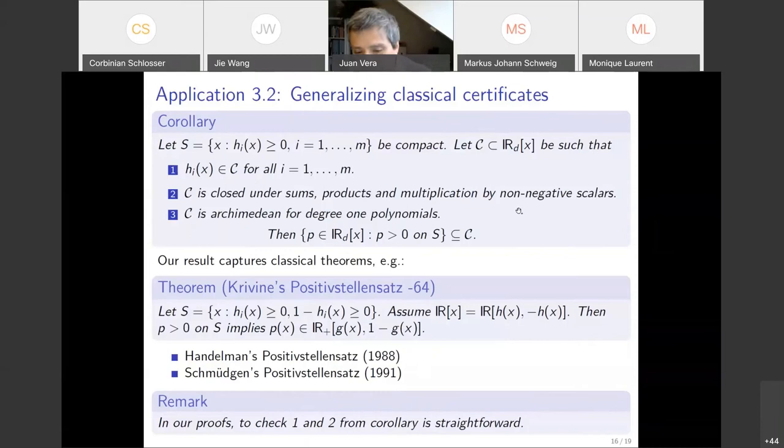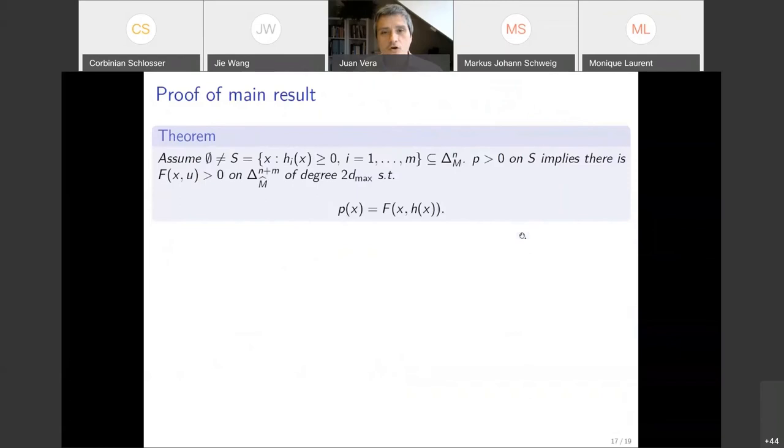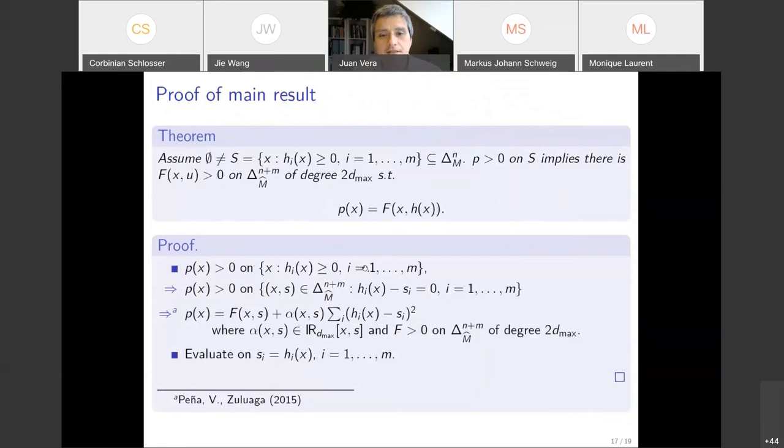Okay. So now I'm going to prove the main result. Yes, and I was planning to write, but I think it's going to be impossible because my pen is not working. And then the proof is four lines. So I will go over the lines.